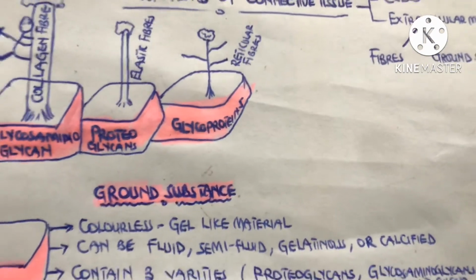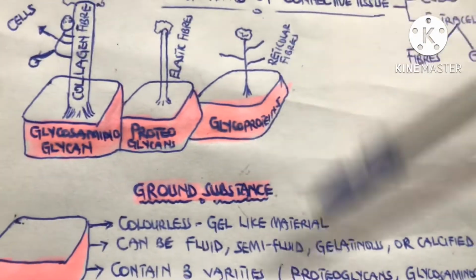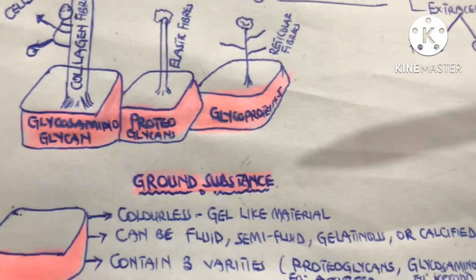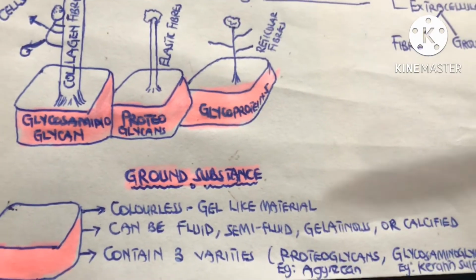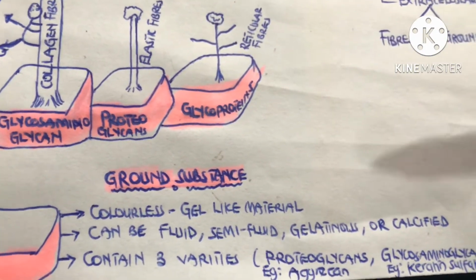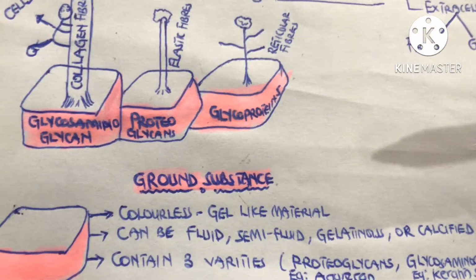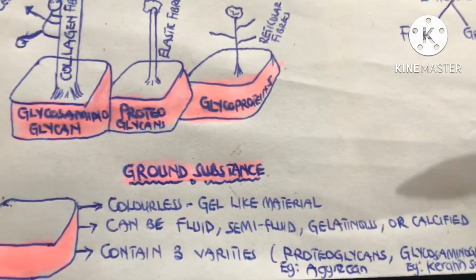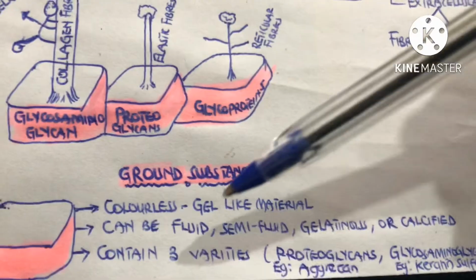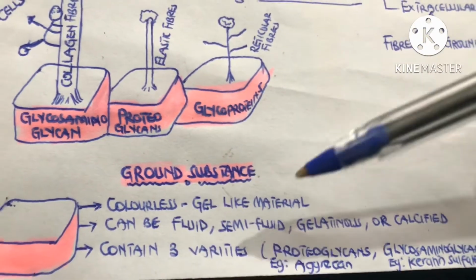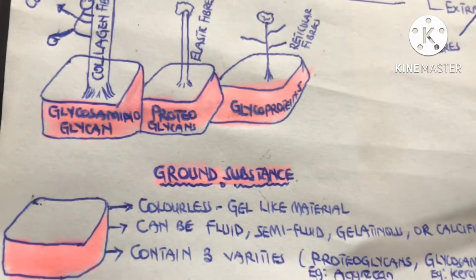When you take the bone, the ground substance is calcified. When you take the blood, the ground substance is fluid. You understand? When you look under your skin, there is a loose connective tissue there, and let's say that the dermis has a semi-fluid ground substance. You understand? So depending on the connective tissue that you are looking at, the ground substance can either be fluid, semi-fluid, gelatinous, or calcified.